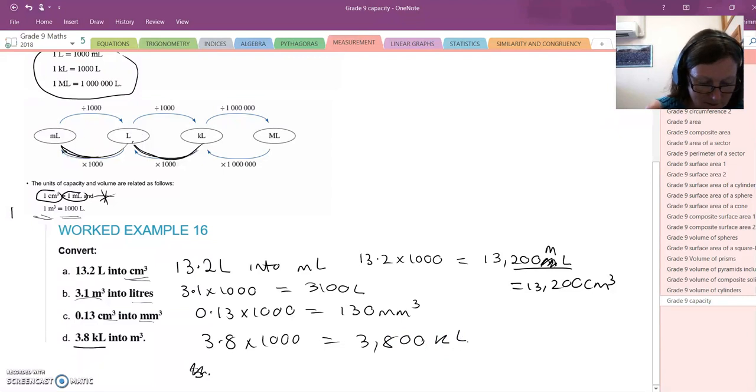litres. 3,800 litres. Then I want to know, if I've got 3,800 litres, how many metres cubed that is. So I'm going this way, so I then divide by 1,000. So if I divide that by 1,000, I get back to my 3.8 metres cubed because I've divided that by 1,000.